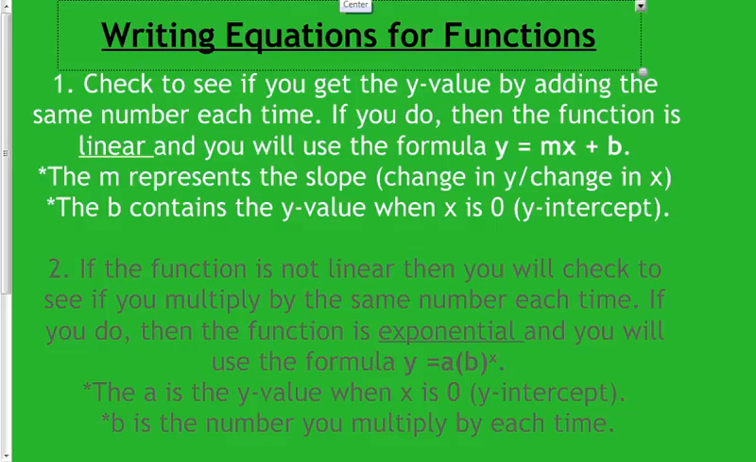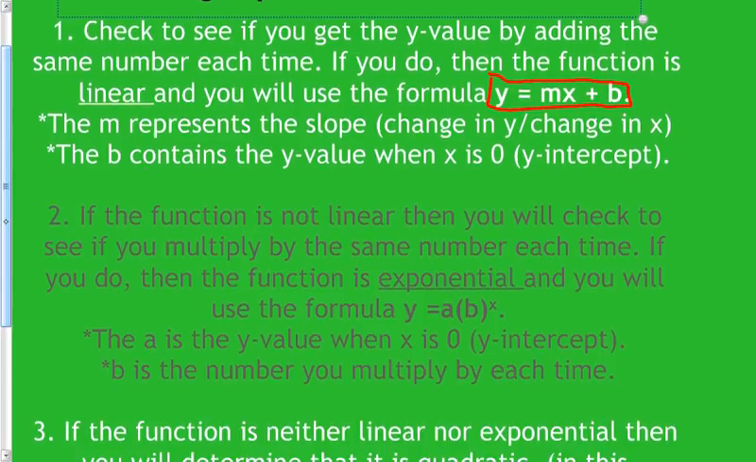So remember, that is the formula for linear equations. The m represents the slope, and so that's the change in y over change in x, or the rise over run. And the b represents the y value when x is 0. In other words, that's the y-intercept. So that's linear.